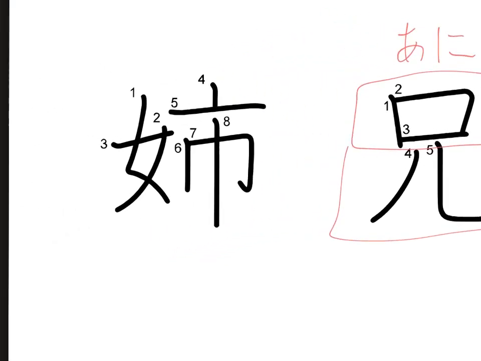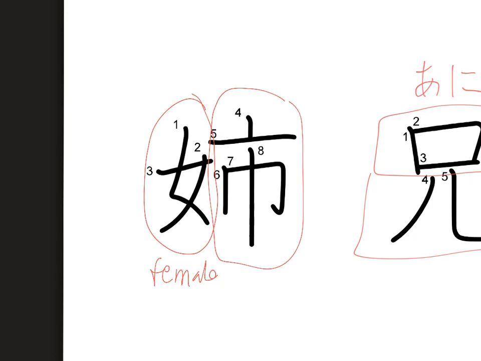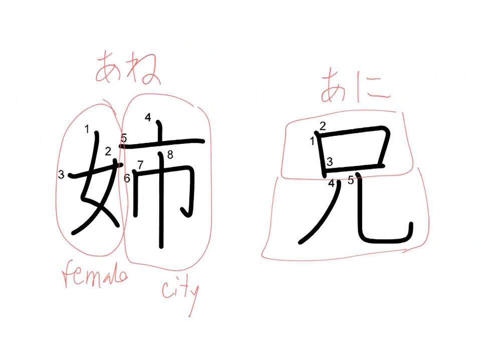Now, with older sister, we have a very important radical on the left, which is the female radical. And the right side is actually composed of the city kanji. So these two components of female in the city there, maybe think of the older sister going off and doing some work or something like that in the city. We have ane. Ane sounds very much like ani, but different pronunciation there.